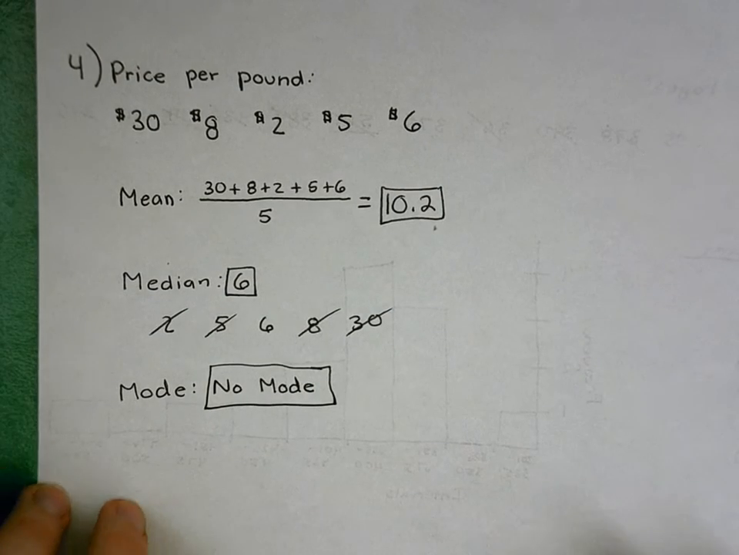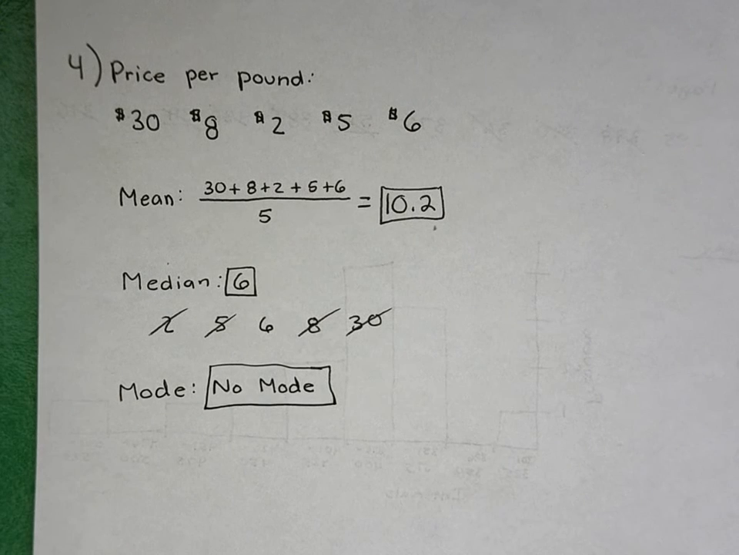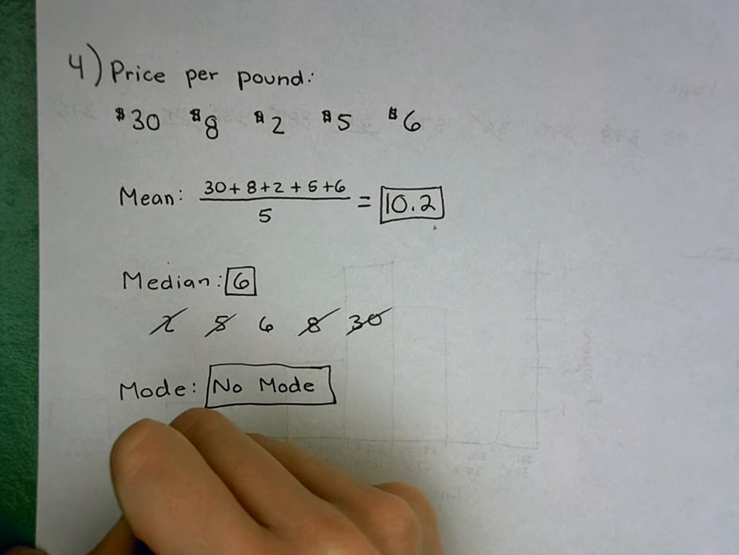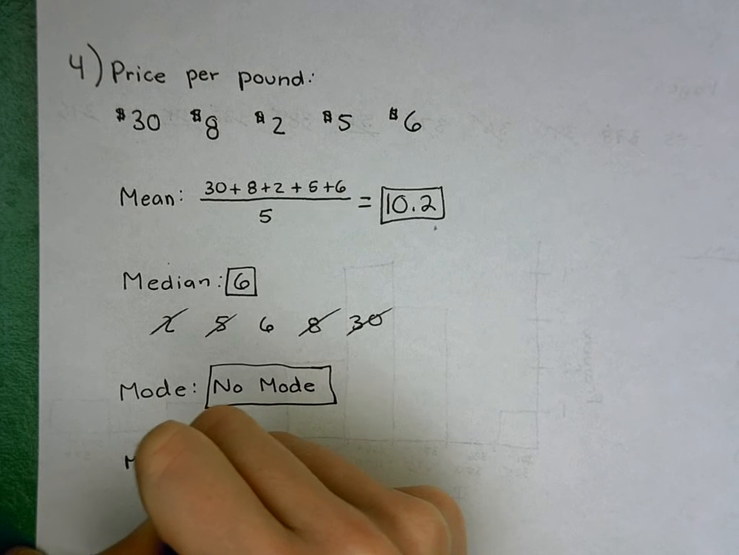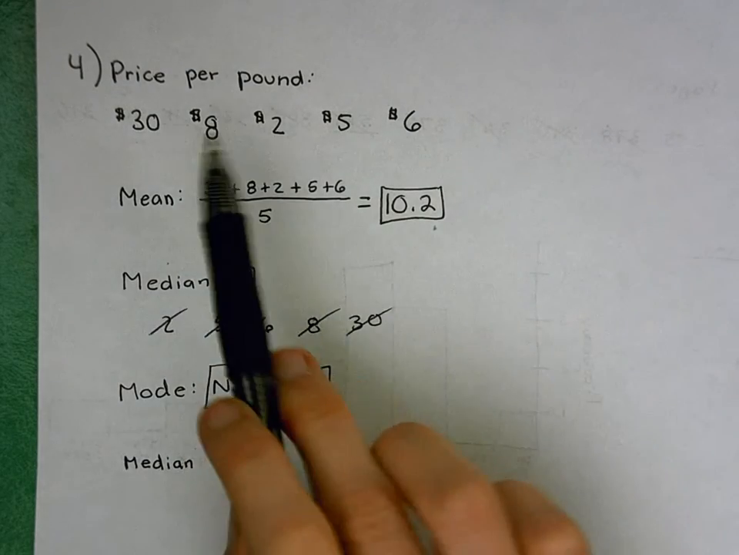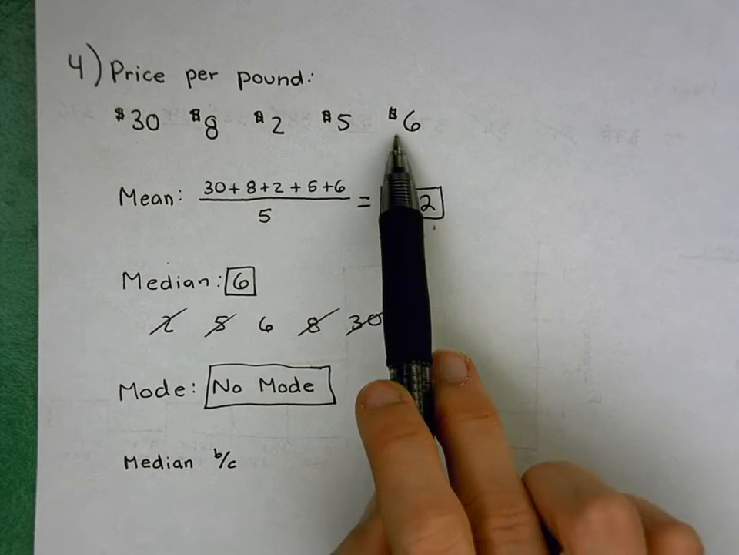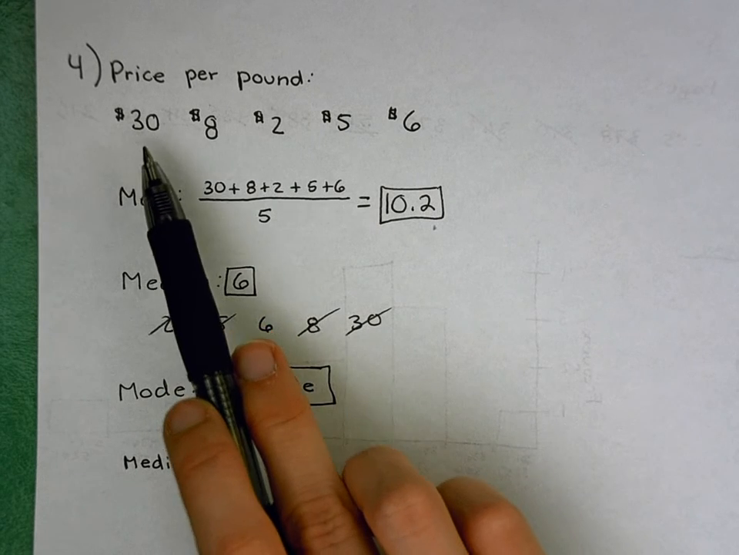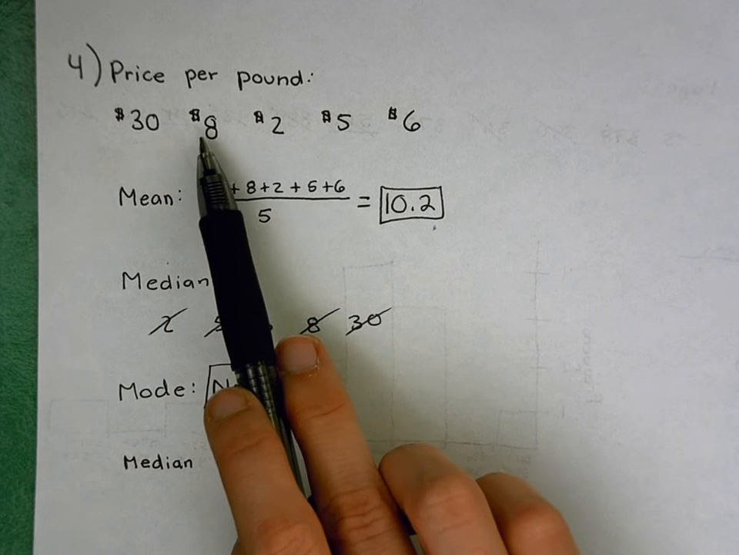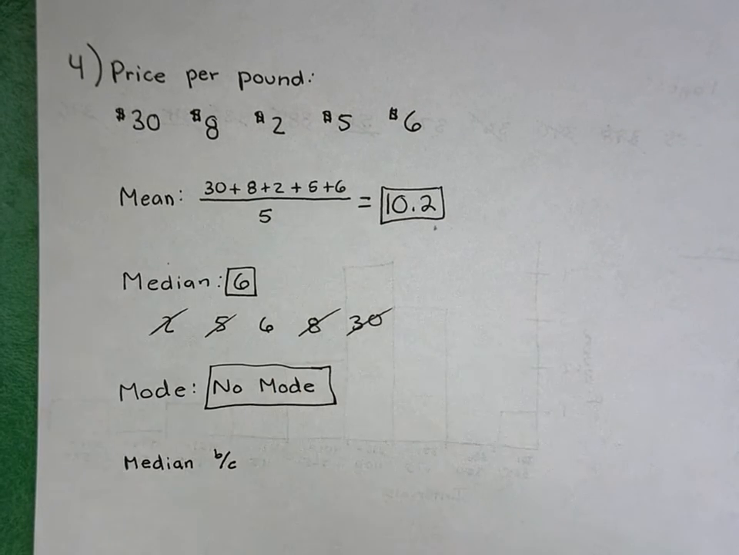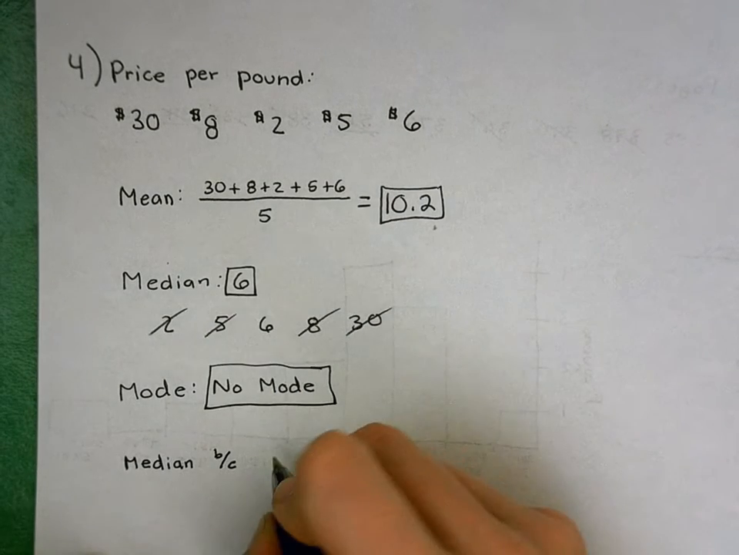Which brings us to the last step, and this is why I wanted to do another one: the idea of what's the best measure of central tendency. In this case, our answer is going to be median. The reason why is that as you look at this data, we actually do have an outlier, right? 2, 5, 6, and 8 are all kind of clustered. 30 is 22 more than our next highest number. This is an outlier here. And because it's an outlier, we're going to use our median.